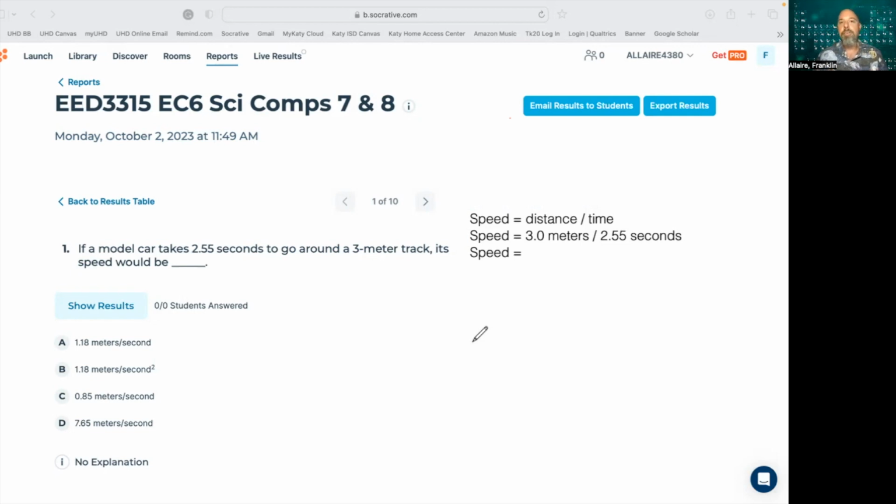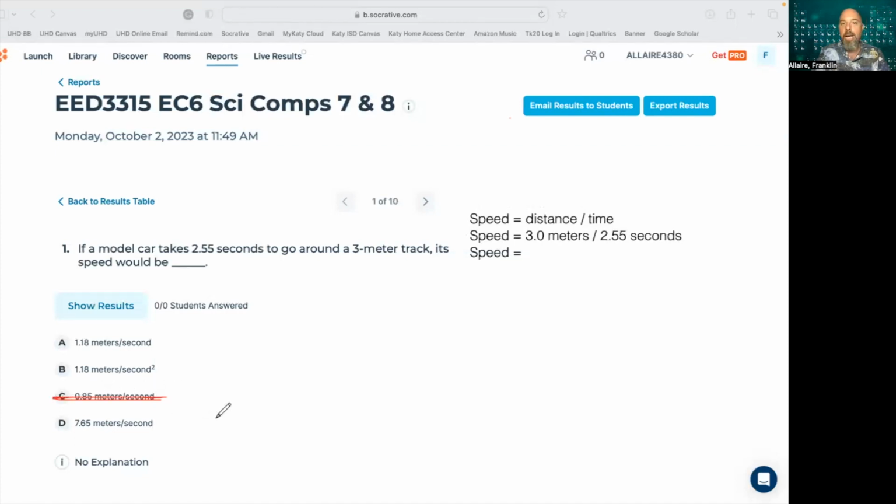Because 2.55 is smaller than 3, because the denominator is smaller than the numerator, we know that 2.55 is going to go into 3 at least one time. So that means that 0.85 meters per second, there's no mathematical way that that can be the answer. So we can go ahead and cross that out.